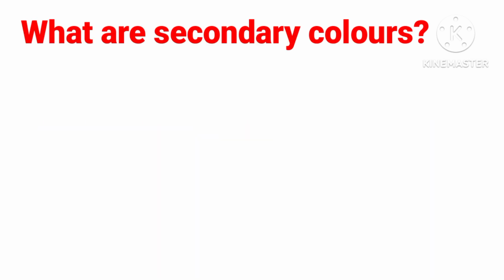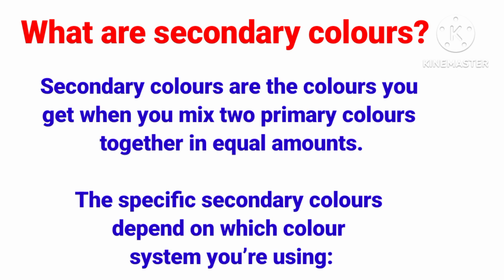Secondary colors. What are secondary colors? Secondary colors are the colors you get when you mix two primary colors together in equal amounts. The specific secondary colors depend on which color system you're using.